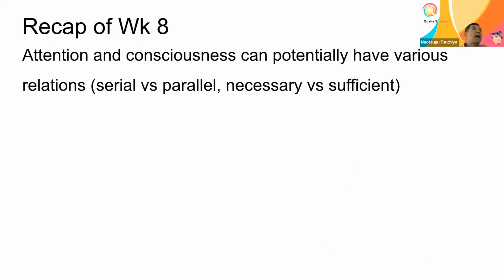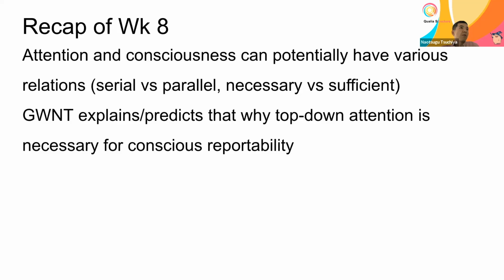The other aspect of week 8 was that attention and consciousness can potentially have various relations, and several models have been proposed. One is that attention and consciousness work in a serial manner or in parallel. Another aspect is whether one is necessary for the other, or one is sufficient for the other. The global neuronal workspace theory explains and predicts that top-down attention is necessary for conscious reportability.